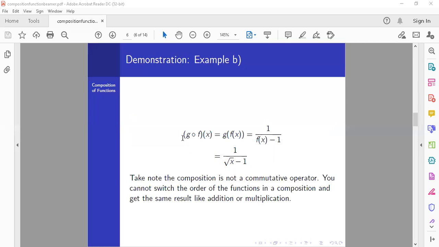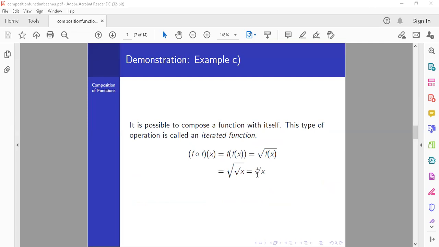For example B, we reverse the order of the composition, and this time we put f into g. So wherever we had an x in the g rule, we put f in its place. So we end up with 1 divided by f minus 1. But f, remember, has its own rule. f is the square root of x. So I replace f with square root x, and I get 1 over the square root of x minus 1. Now, one important thing to notice here is that composition is not a commutative operator. In other words, you cannot switch the order of the functions in a composition and get the same result. So it's not like addition or multiplication where you can switch the numbers around and the sum will be the same or the product will be the same. Composition is not a commutative operator.